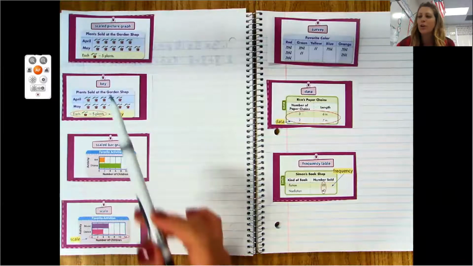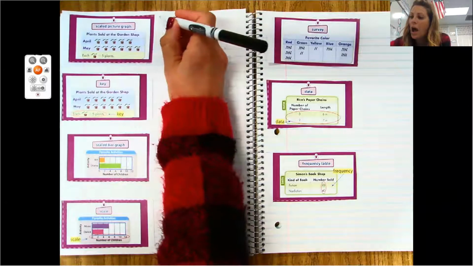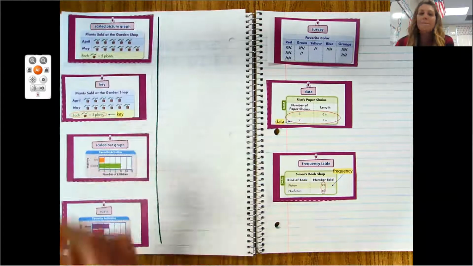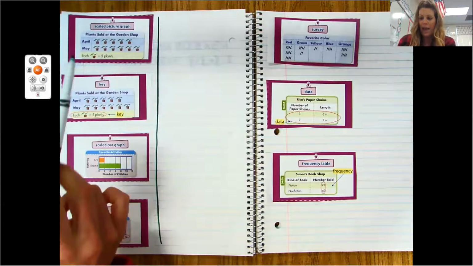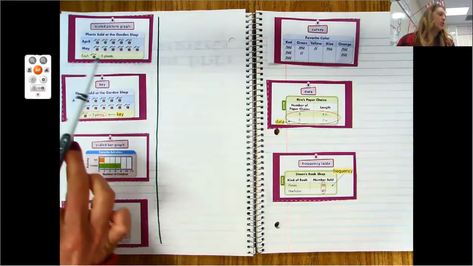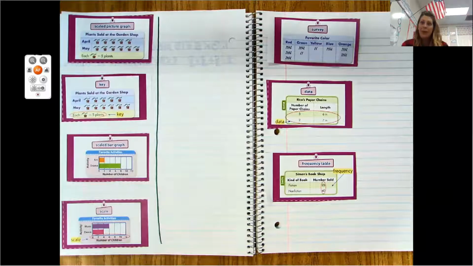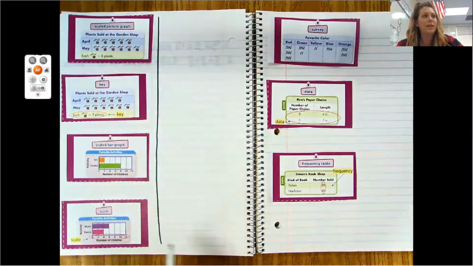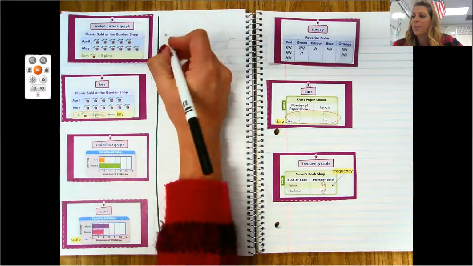So the very first picture and word we're gonna talk about today is the picture graph. Okay, so this is what a picture graph looks like. And a picture graph is just that. It is a graph using pictures or symbols to show data. Okay, so go ahead and draw your line here and we will go ahead and write for a picture graph.